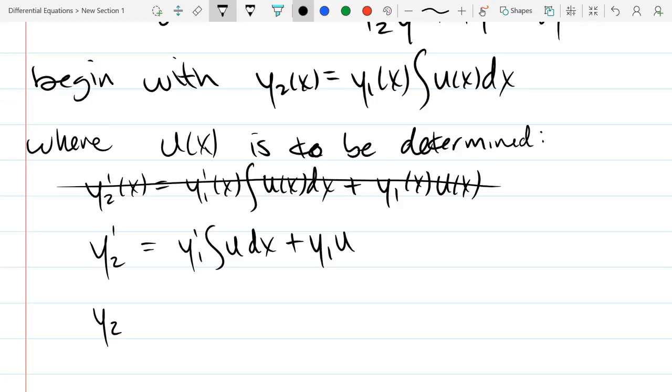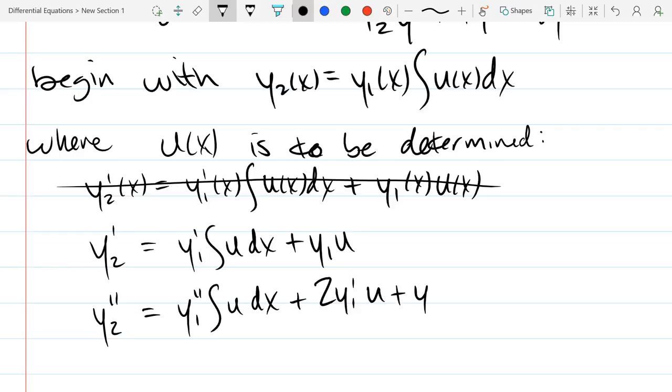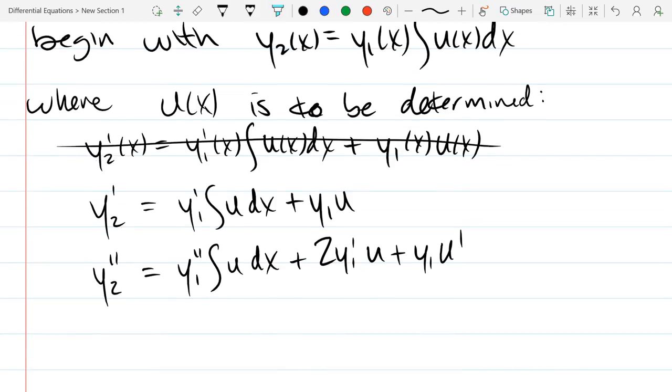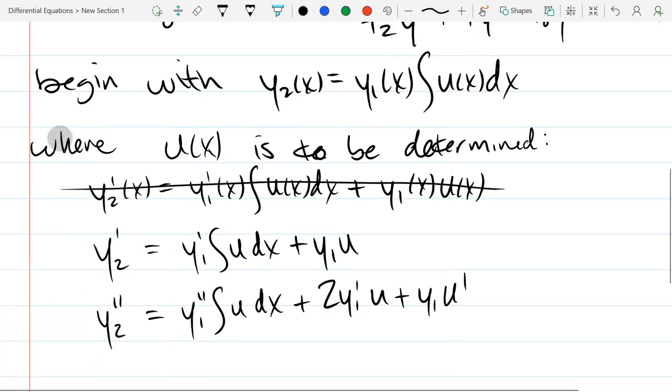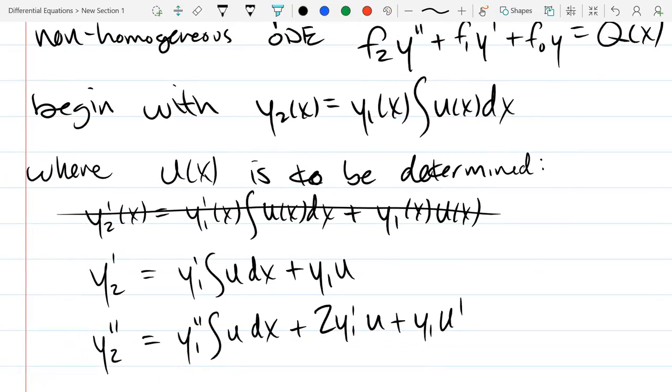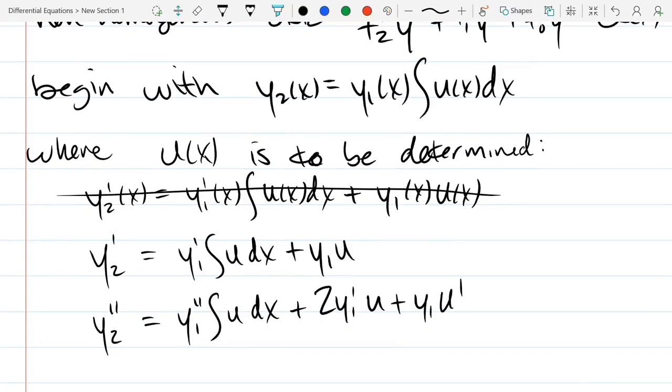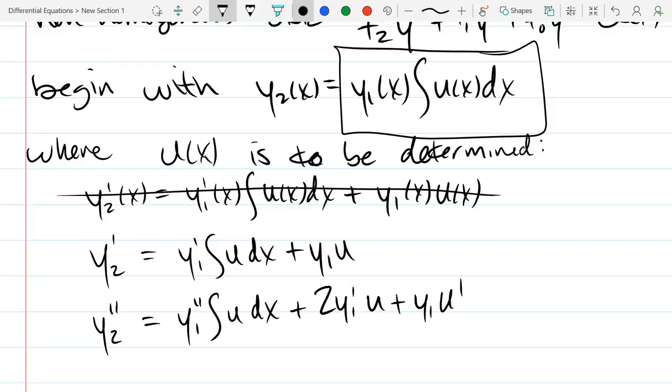The other equation, y2 double prime, is y1 double prime times the integral of u dx plus 2 y1 prime u plus y1 u prime. So all I did right here is take the derivative of y2. So what rule do I have to use to take the derivative of what I just put the box around? I'll need the fundamental theorem of calculus, derivative, integral rule. But what do I need first? Product rule.